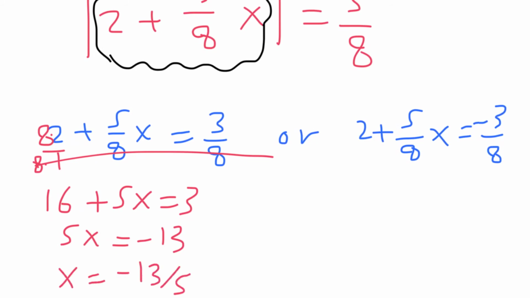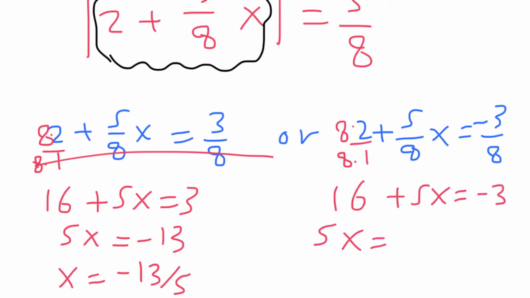Okay? Same thing here, if you just multiply here by 8 also. So this will become again 16 plus 5x, this time equal to minus 3. So the 5x will be equal to minus 19, and x will be minus 19 over 5. So these are the two answers. Okay? So that's what could happen.